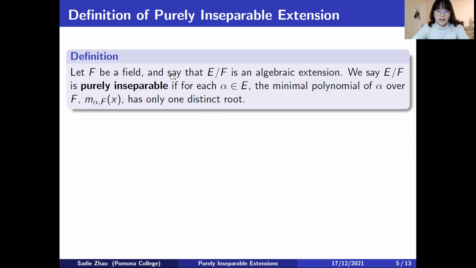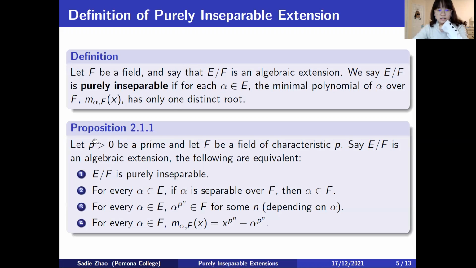Let F be a field and say that E over F is an algebraic extension. We say E over F is purely inseparable if for each alpha in E, the minimal polynomial of alpha over F has only one distinct root, which is exactly the opposite of the separable extension. So this definition is not enough, so I will extend this definition to a set of equivalent statements. I will not provide any proof here because this is very straightforward, but if you are interested, you can also talk with me. What's really important here is statements 3 and 4.